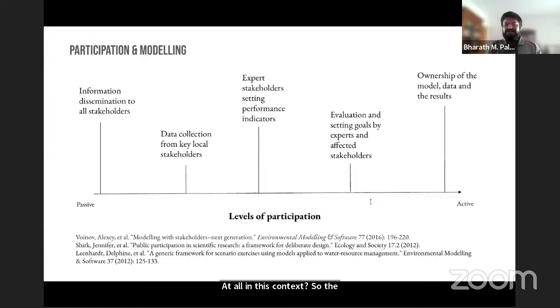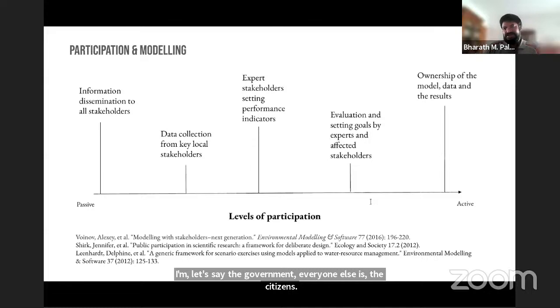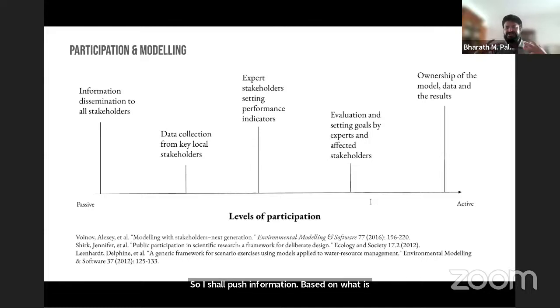So the first, to think about levels of participation, it's nice to draw a scale or a spectrum, right, from passive all the way to active. We can start with looking at how information is disseminated to various stakeholders. There's a push. Essentially, let's say, the government, and everyone else is the citizens. So I shall push information based on what is required. Then everybody becomes just passive consumers of information that's being pushed by the government.